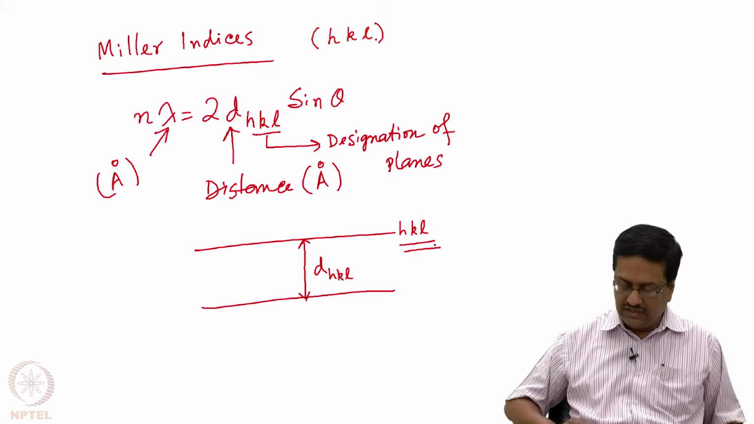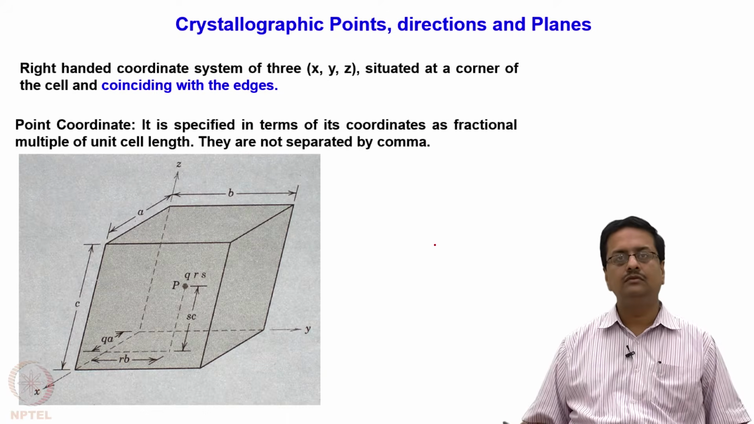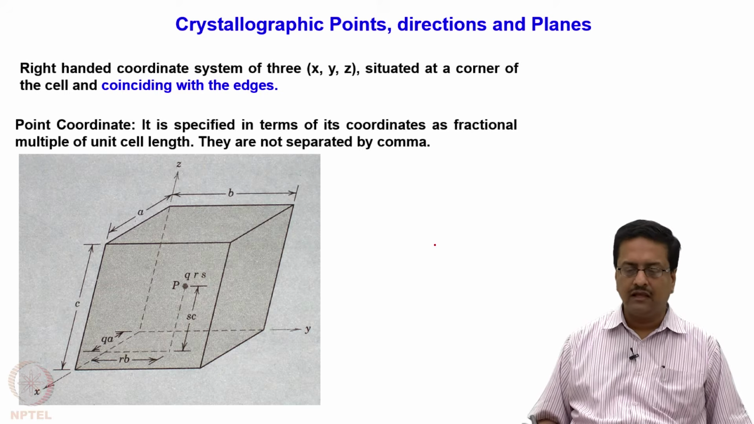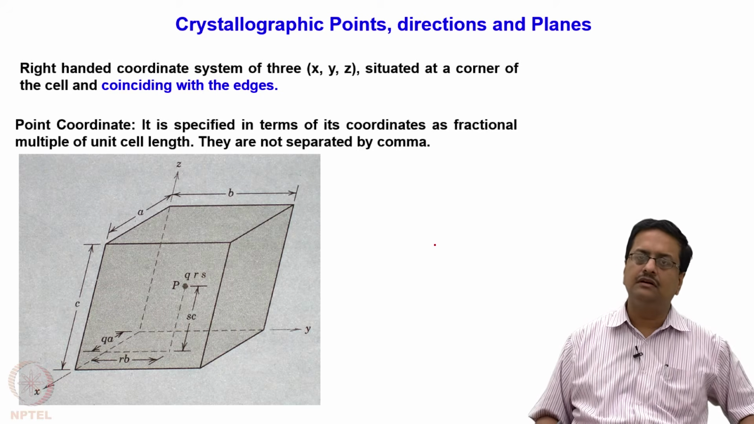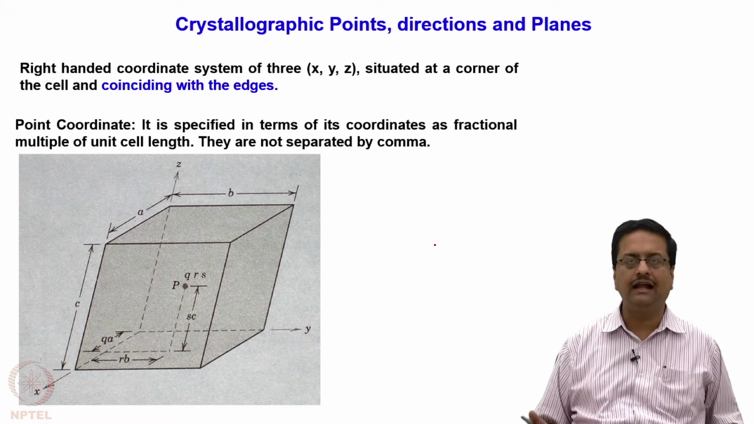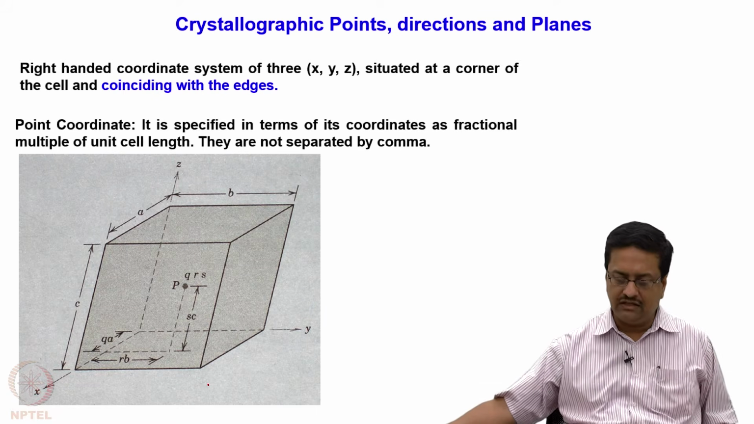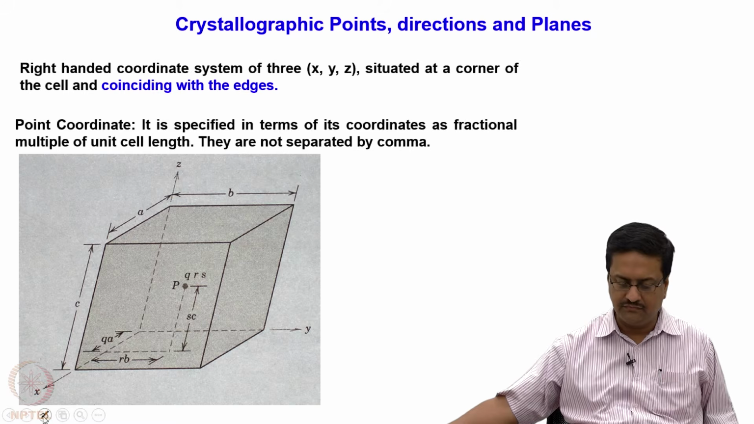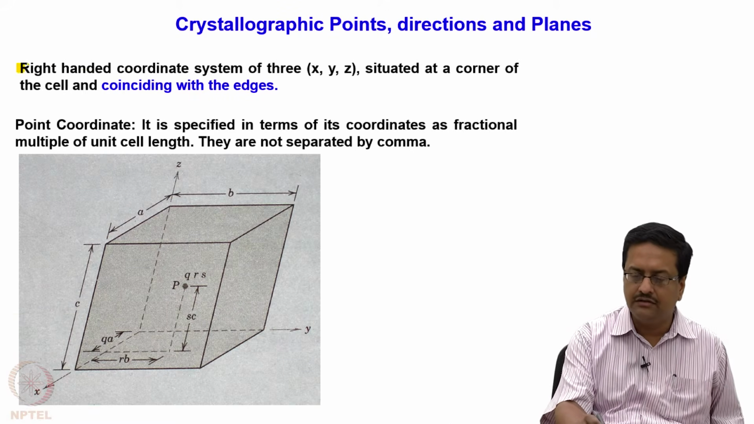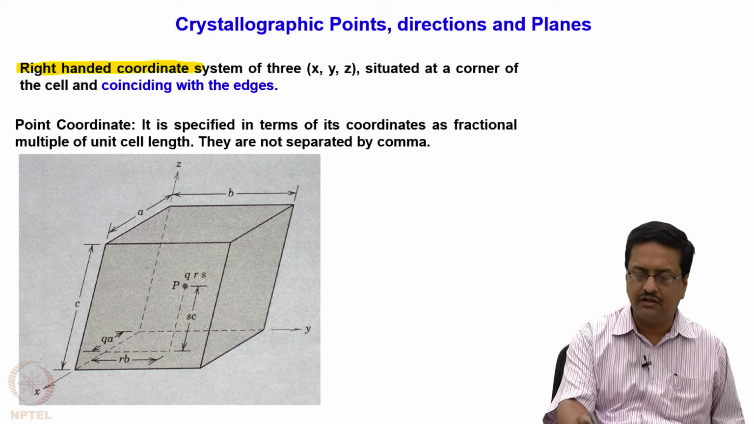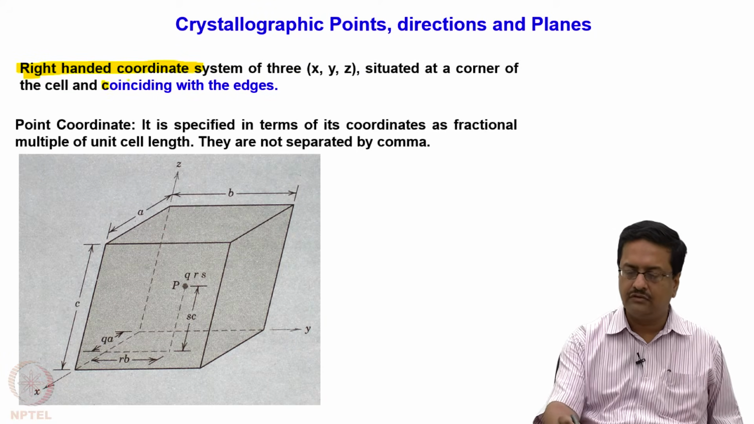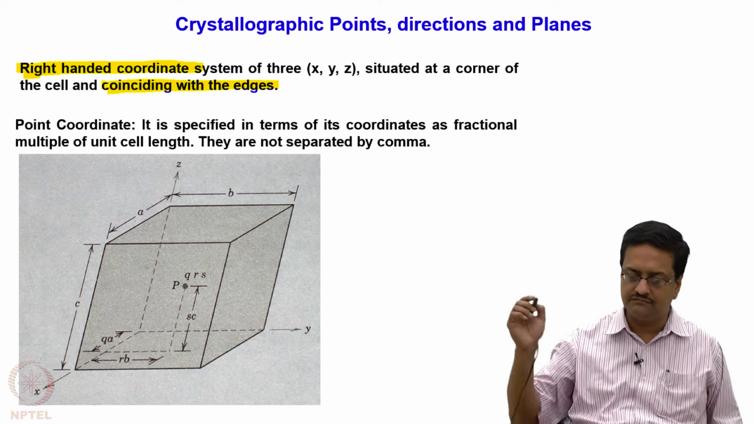To know about that, we need to know about crystallographic points, directions and planes. In crystallography, while considering a lattice, we always use a right-handed coordinate system, as indicated here. The right-handed coordinate system of three axes x, y, z, coinciding with the edges.